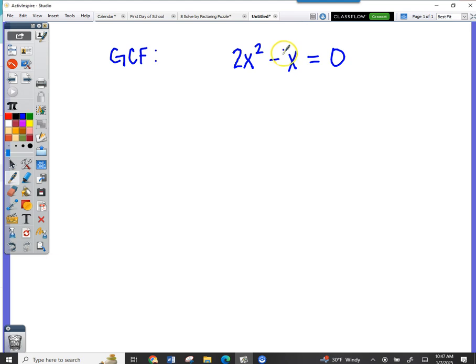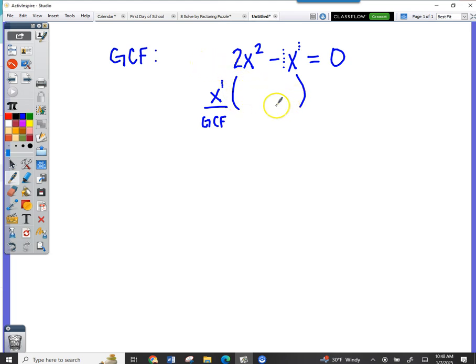Number-wise, the smallest thing they have in common is a 1, so that's not helpful. What about letter-wise? They both have an x. What's the smallest exponent of the letters? A 1. So we are going to pull an x to the 1 power out of the front. This is called your GCF. We're going to factor an x to the front.